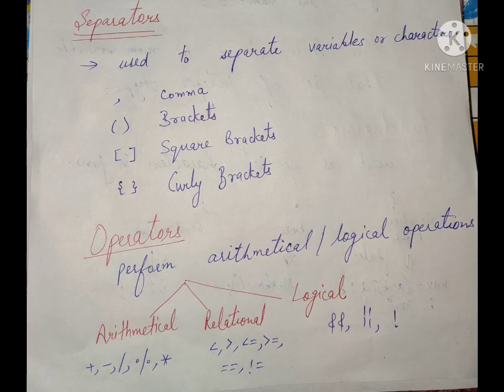Next token is separators, which are used to separate variables or characters. Here comma is used to separate multiple variables and brackets are used to enclose any arithmetical or relational expression. Curly brackets are used to enclose a group of statements and square brackets are used to enclose a subscript or the size of a dimensional array. Next token is operators. Operators are symbols that perform arithmetical or logical operations. There are three types of operators in Java: arithmetical operators, relational operators, and logical operators, that we will discuss in the next videos.